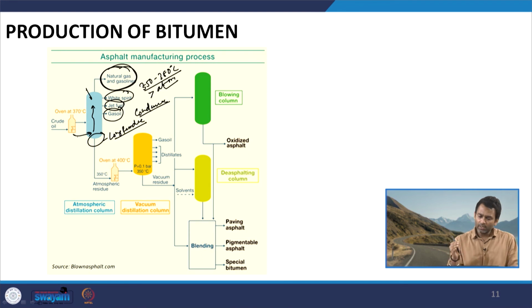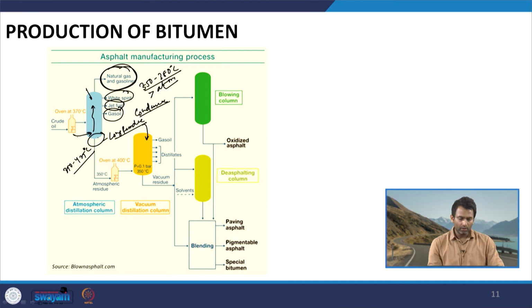Now, this long residue is not the material we call bitumen and use for paving application. This long residue is further subjected to vacuum distillation in a vacuum distillation column. Here it is heated to a temperature of around 350 to 425 degrees Celsius and subjected to a vacuum pressure of around 10 to 100 mm of Hg.